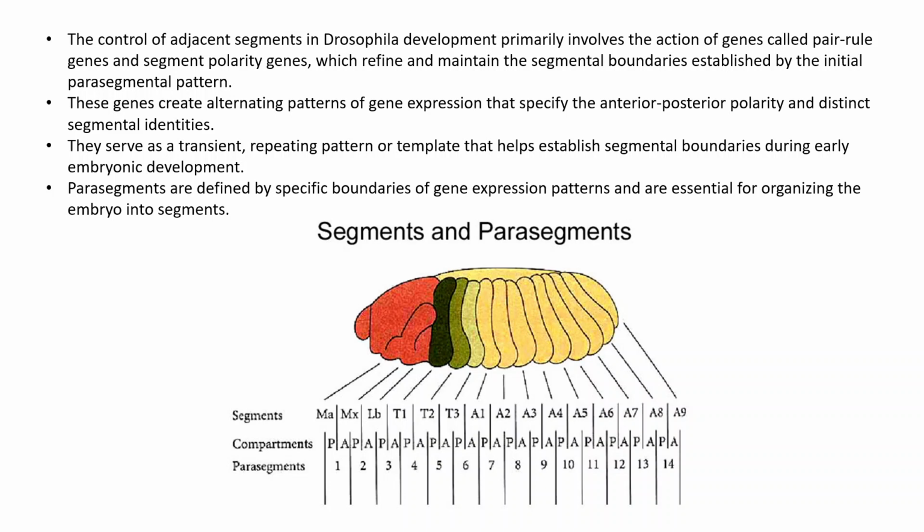be segment polarity genes. So indirectly, a parasegment has significance in controlling adjacent segments, since we have repetitive expression of pair rule genes as well as segment polarity genes. So parasegments serve as a transient repeating pattern or template that helps establish segmental boundaries during early embryonic development. So we can in a form say that parasegments are significant for controlling adjacent segments in the way that they define the expression of different pair rule genes as well as segment polarity genes.